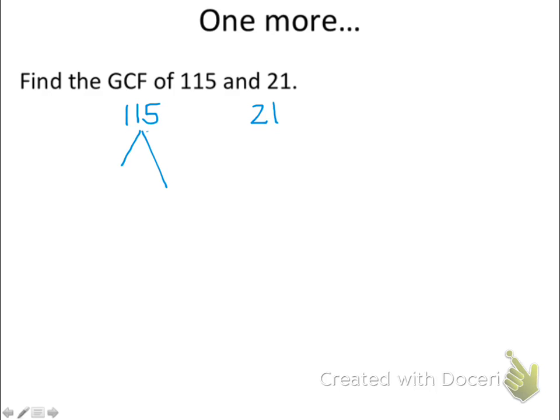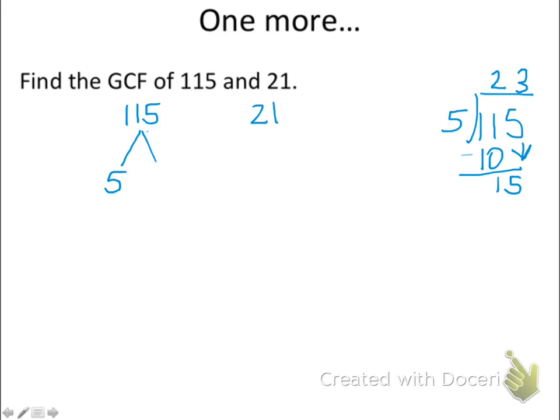So using my divisibility rules, I know that 115 would be divisible by 5 because it ends in a 5. So I'm going to put 5. Then I'm going to check on the side what 115 divided by 5 is. 5 goes into 11 2 times. 2 times 5 is 10. So I'm going to get a 1 and bring down the 5. 5 goes into 15 3 times. 3 times 5 is 15. And we subtract it and get a 0. And then we have 5 times 23 is 115.